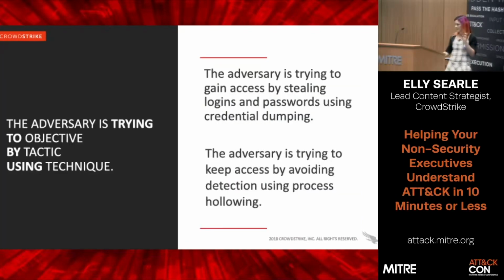So one of the things that I want is to give people sort of a Mad Libs, really, that you can phrase, that you can describe this to anybody. So the adversary is trying to objective by tactic using technique. So for example, the adversary is trying to gain access by stealing logins and passwords using credential dumping. So you can still keep that key technique in the explanation, but people have a sense of what's going on by the time you get to it. Another one, the adversary is trying to keep access by avoiding detection using process hollowing. And this will stand up for all of the techniques in the matrix.